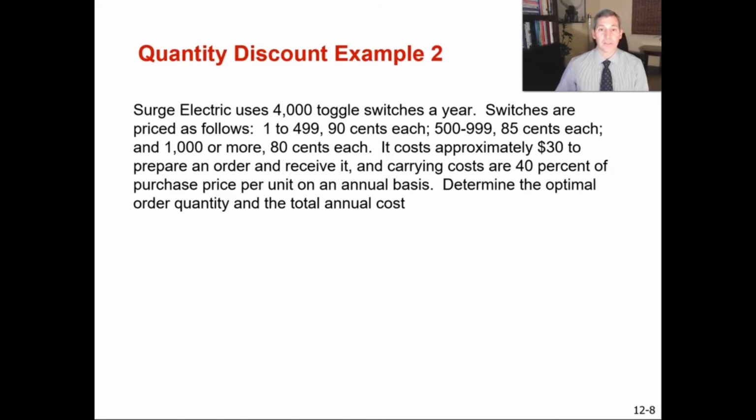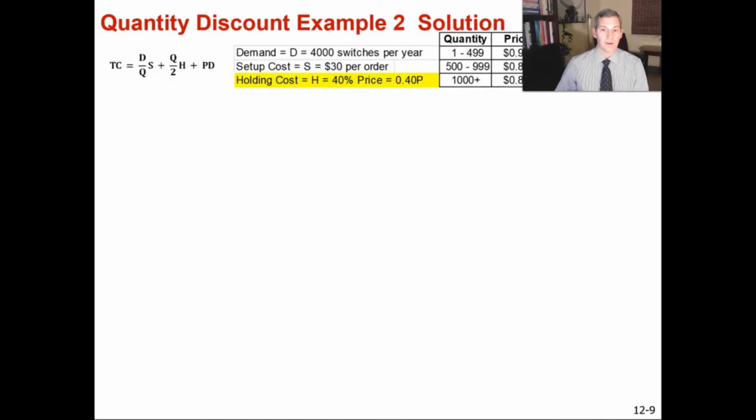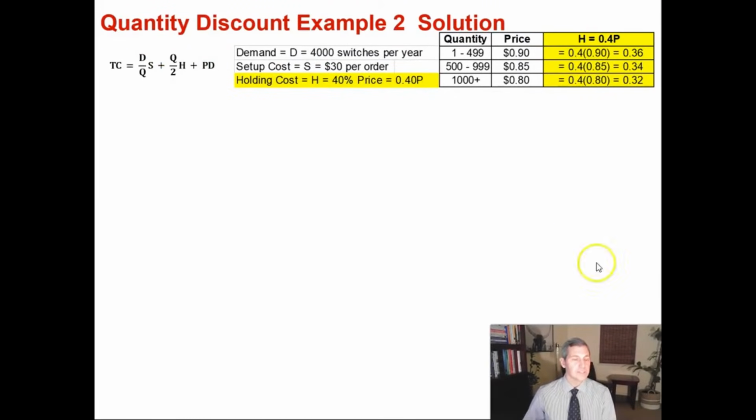It costs approximately $30 to prepare an order and receive it, and carrying costs are 40% of the purchase price per unit on an annual basis. So it's 40% of the purchase price. Determine the optimal order quantity and the total annual cost. Okay, so everything here was given to you. You can see that annual demand is 4,000 switches per year. Your setup cost is $30 per order, and your holding cost is 40% of the price.